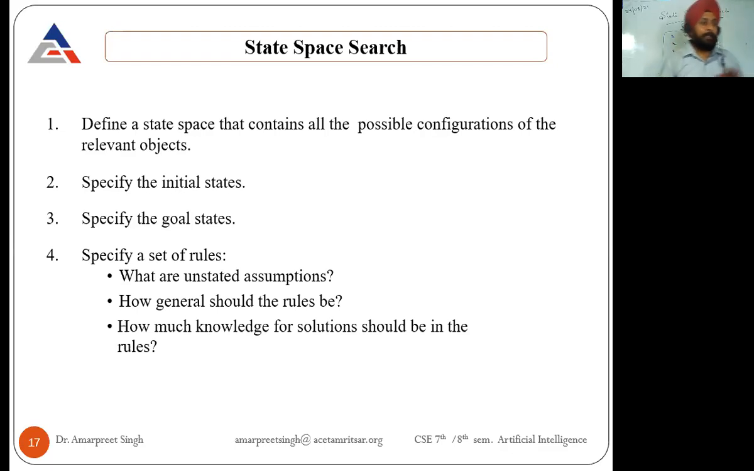So what are unstated assumptions? How general should the rules be? How much knowledge for the solution should be in the rules? This has to be defined. Then only we specify the set of rules and what moves can be taken. That is known as the legal moves. If we take a move and it is allowed, meaning it is satisfying the rules, then that move is known as a legal move. So the set of all the legal operations is known as the state space. Illegal operations are not included in a state space.